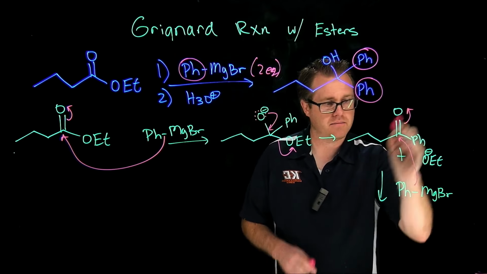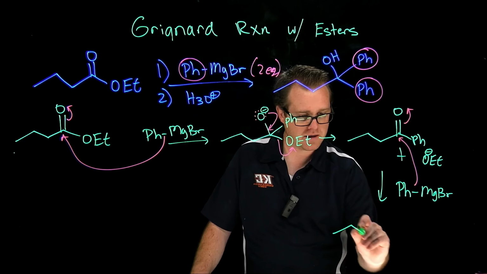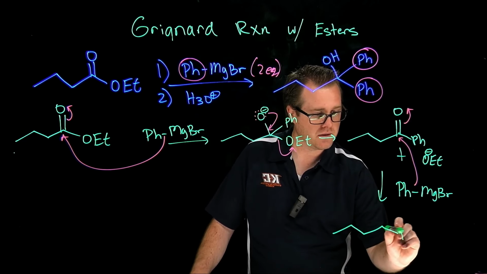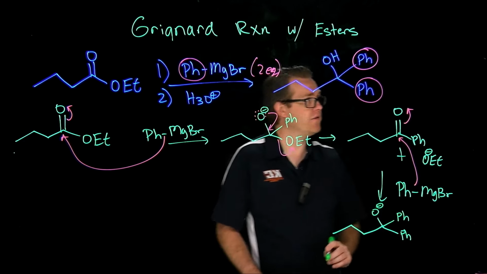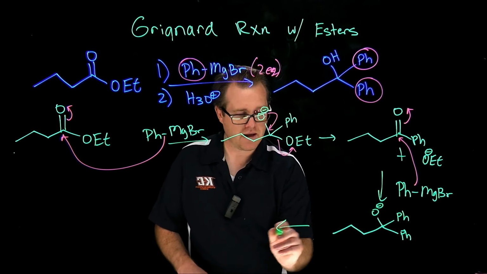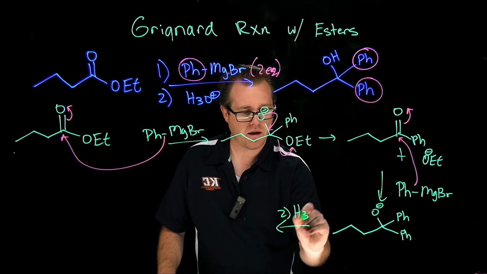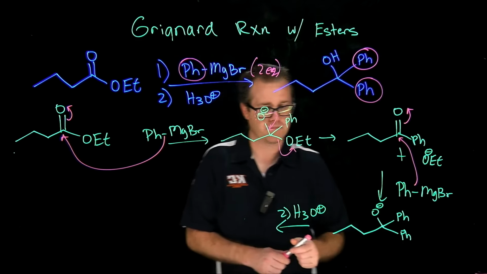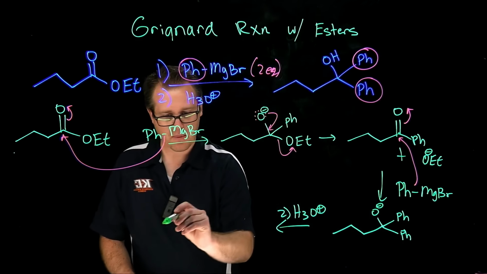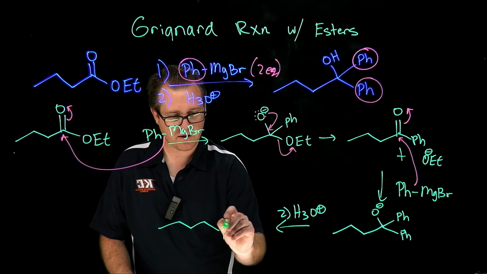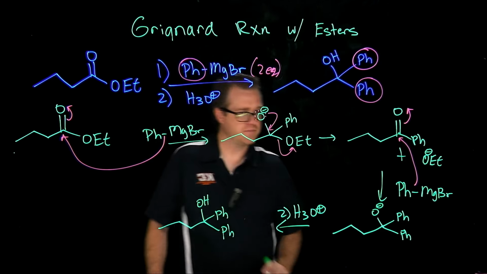Just like that. And that will generate our product here, our alkoxide, adding our other phenyl group. And now, what are we going to do? Step 2, which is the acidic workup. And I don't think I need to draw a proton transfer like there. Okay?